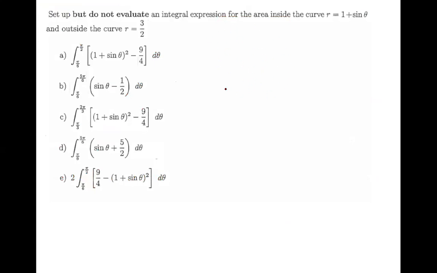What we can do? I don't know if this is too small. Okay, that means we do have this one: 1 plus sine theta. Do you know the shape of this curve?